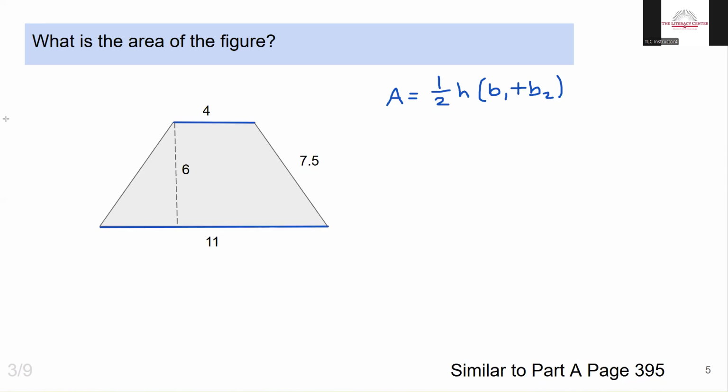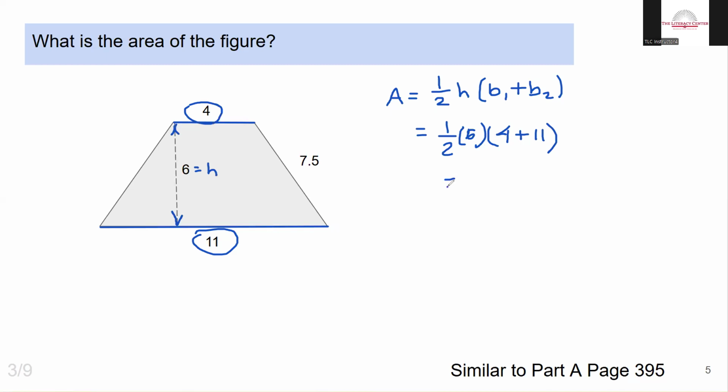How do I know that? Because the bases in a trapezoid are connected by the height. So here is our height, 6. It is pointing to our 2 bases, 4 and 11. And that's all we need, a height and 2 bases. So we substitute. H is 6, and our bases are 4 and 11. So we have 1/2 times 6 times 4 plus 11.